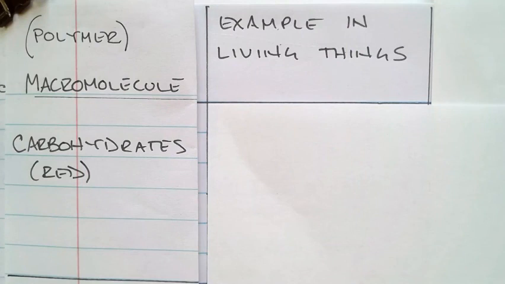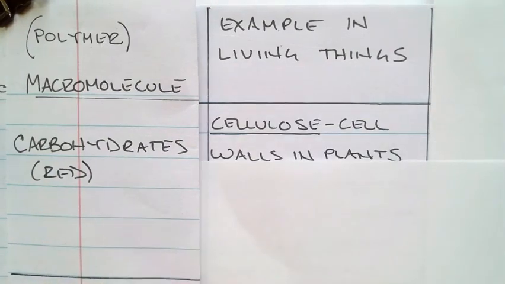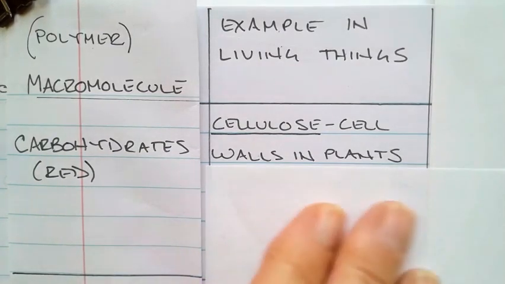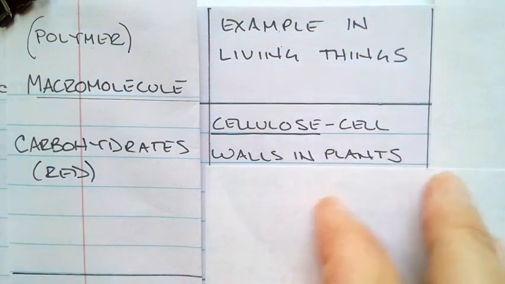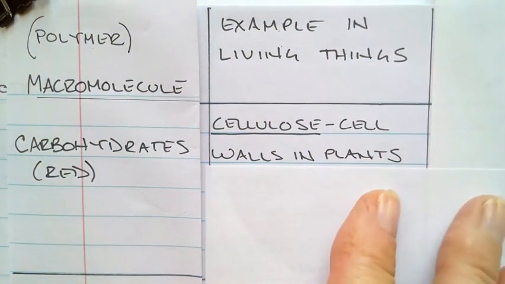The next column looks at examples found in living things. So we're going to be looking again at carbohydrates. Cellulose is basically the cell walls in plants. Cellulose is what we use to make paper. So this is actually a carbohydrate that we have converted into a paper.